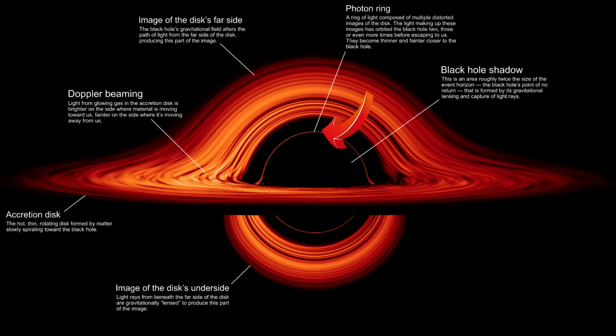Then above that is the Doppler beaming. Light from glowing gas in the accretion disk is brighter on the side where the material is moving toward us, and then fainter on the side when it's moving away from us, like we were describing before. And then if you see on the underside, light rays from beneath the far side of the disk are gravitationally lensed to produce this part of the image. And then the image of the disk's far side is where the gravitational field alters the path of light from the far side of the disk to produce that image. And then that accretion disk, the outer ring there, is the hot, thin, rotating disk formed by matter slowly spiraling towards the black hole, which is crazy.